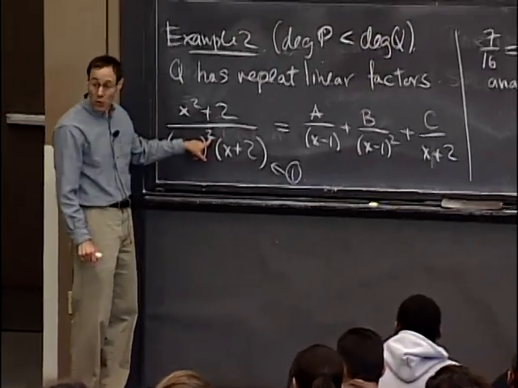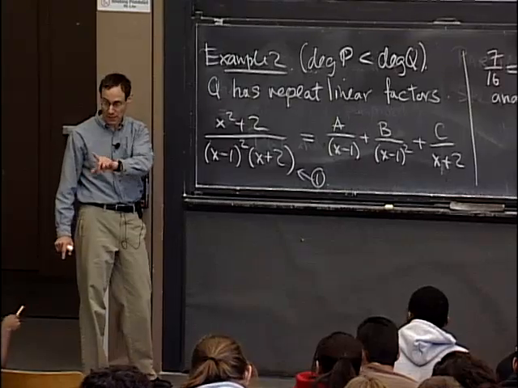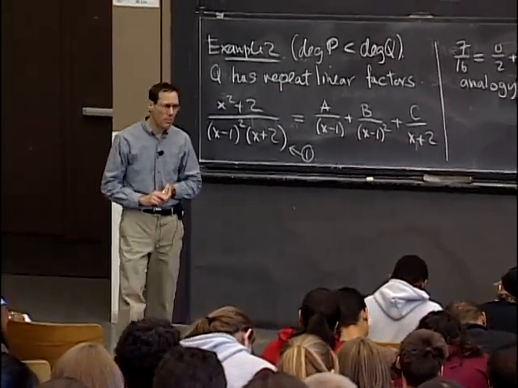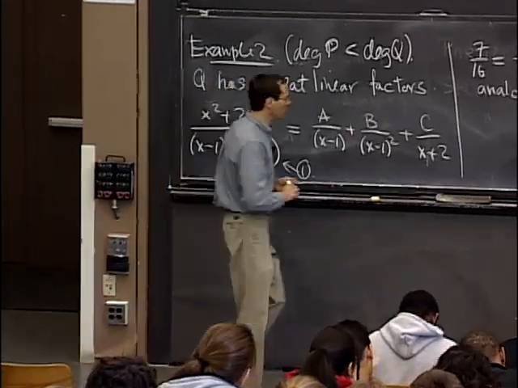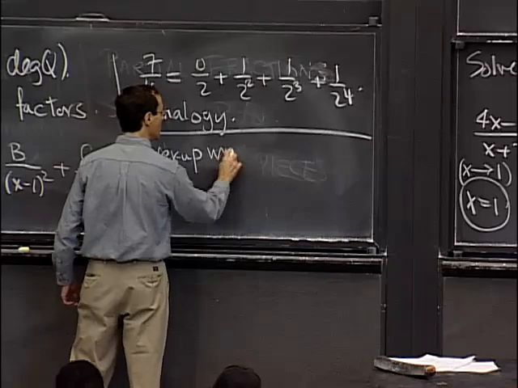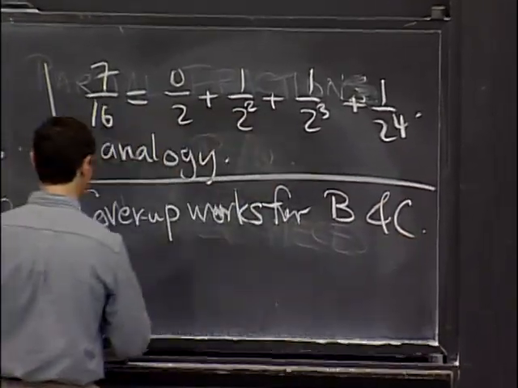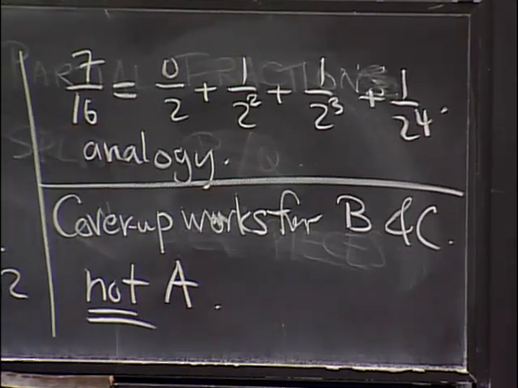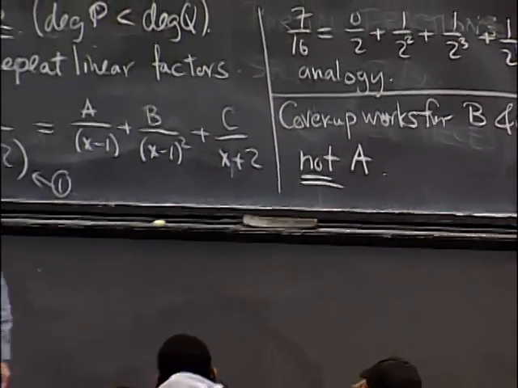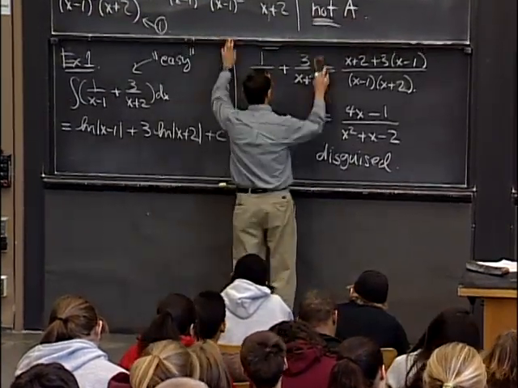If this were a 3 here, there would be one more term, which would be the one for x minus 1 cubed in the denominator. That's what you just said. OK, now, what's different about this setup is that the cover-up method, although it works, it doesn't work quite as well. Cover-up works for the coefficients b and c, not a. We will have a quick method for the numbers b and c to figure out what they are. But it will be a little slower to get to a, which we will do last. Let me show you how it works.